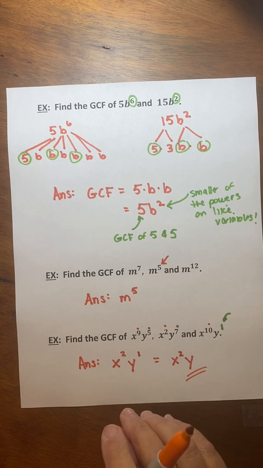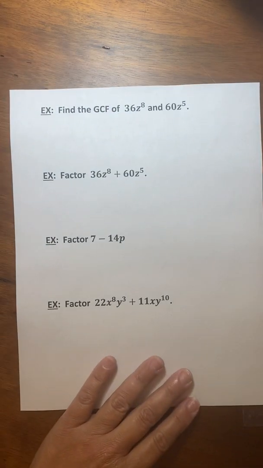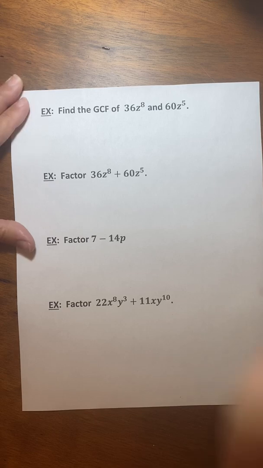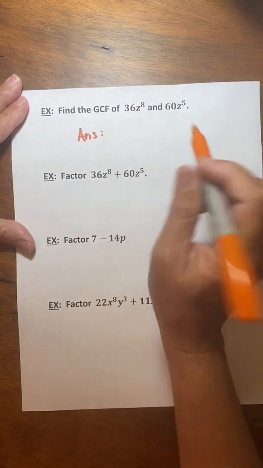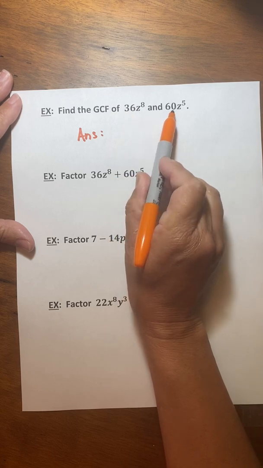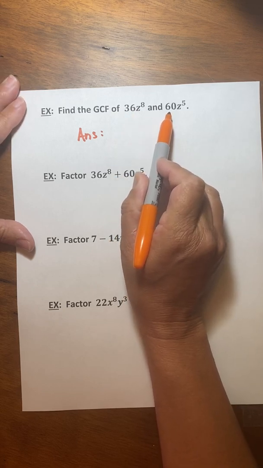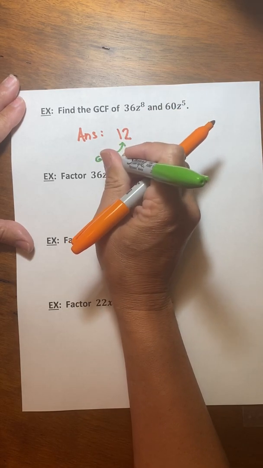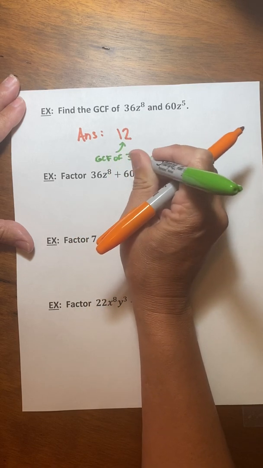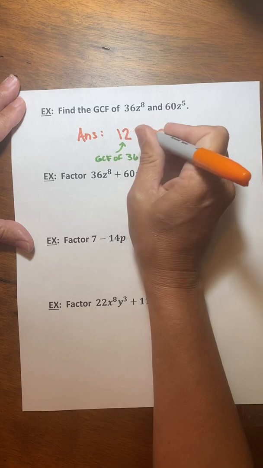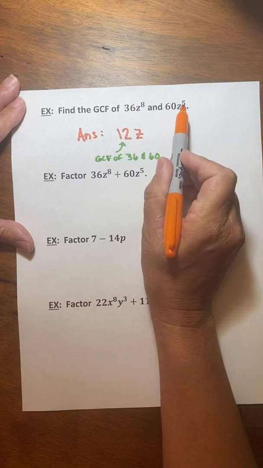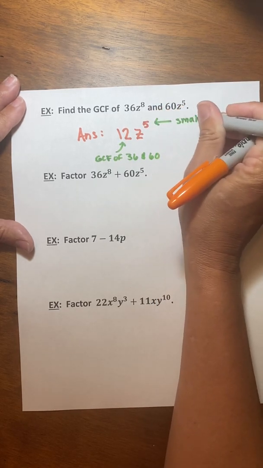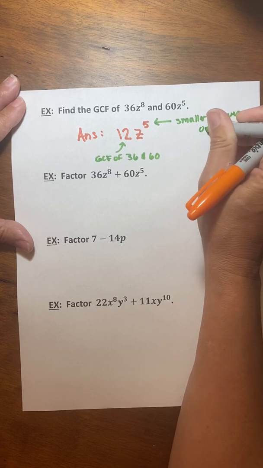All right. Continuing right along, the greatest common factor of 36z to the 8th and 60z to the 5th. What we just did previously, let's first find the greatest common factor of 36 and 60. And we know that that was 12. We just did that a couple of pages ago. So it's 12. So this is the GCF of 36 and 60. All right, and then it's going to be times z to the 8th, z to the 5th. We go with the smaller power, z to the 5th. The smaller power on the z's.